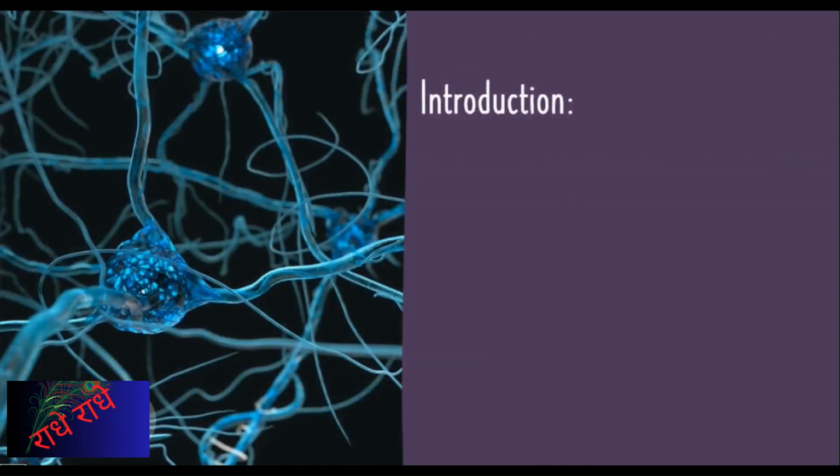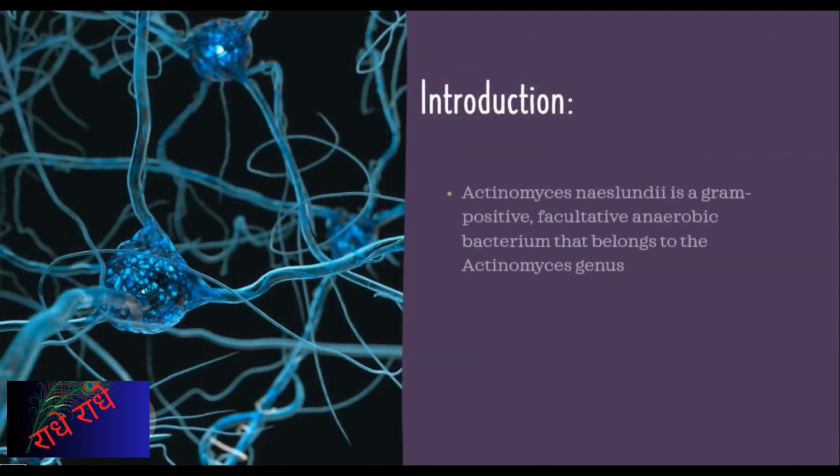Actinomyces naeslundii is a common gram-positive, facultative anaerobic bacterium found in the environment and belonging to the Actinomyces genus. It plays a significant role in breaking down various organic matter and influencing the neuron system. This slide provides a 3D rendering of the neuron system to better comprehend its function in the ecosystem.